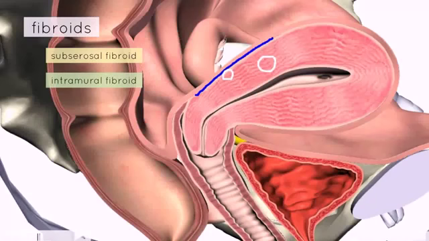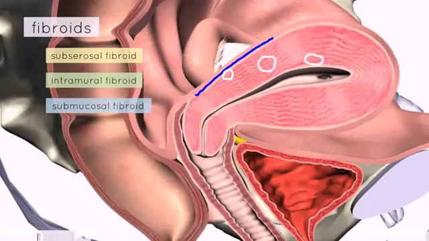The word mural just refers to the Latin murus, which means wall. And the final type of fibroid is one which lies just underneath the endometrium, underneath the mucosa. So this is called a submucosal fibroid.